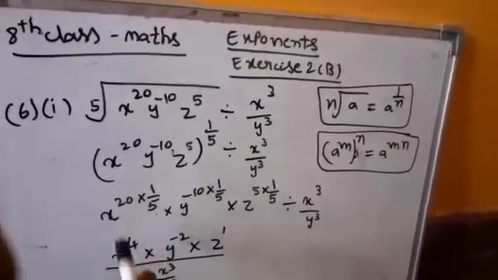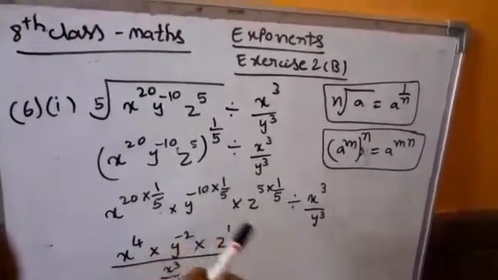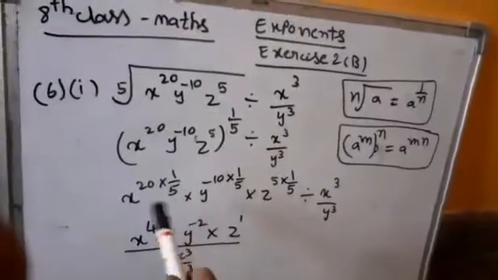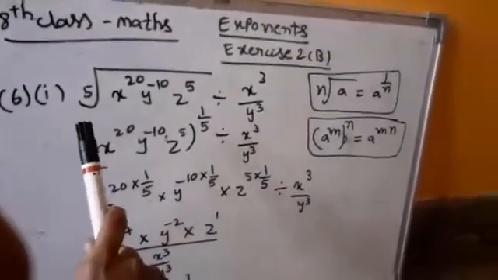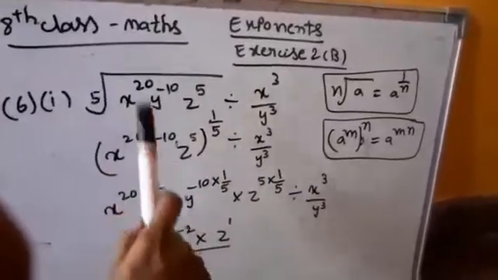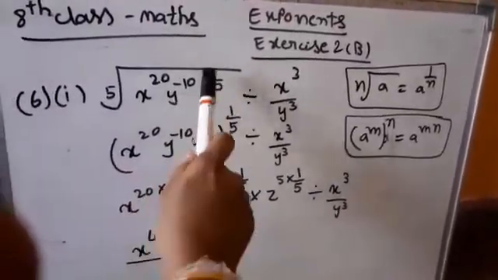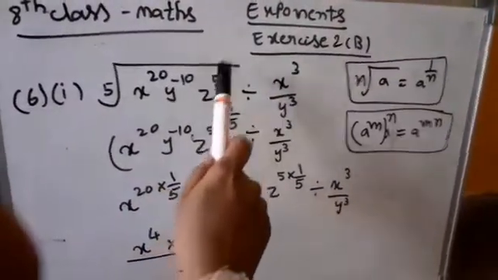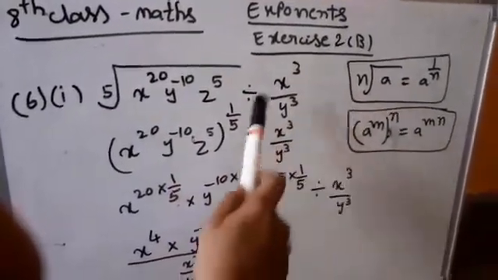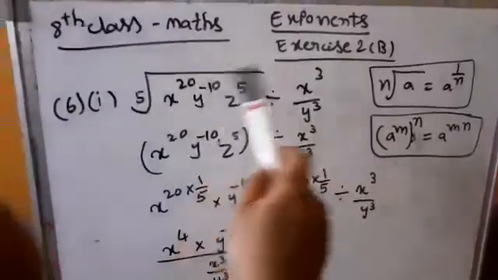Students, today we are going to learn about exponents, Exercise 2B problems. See here, first one: the fifth root of x to the power of 20 into y to the power of minus 10 into z to the power of 5, divided by x to the power of 3 divided by y to the power of 3. This is the question.